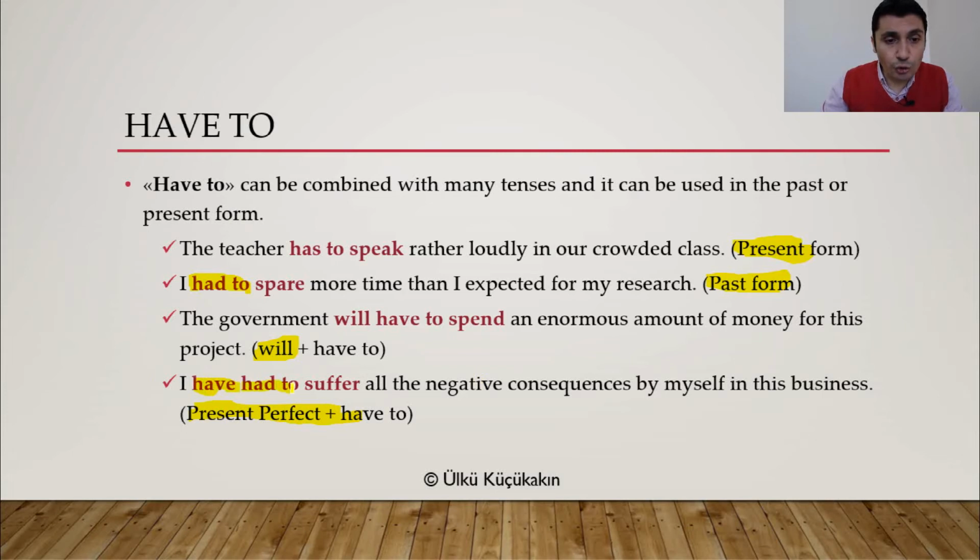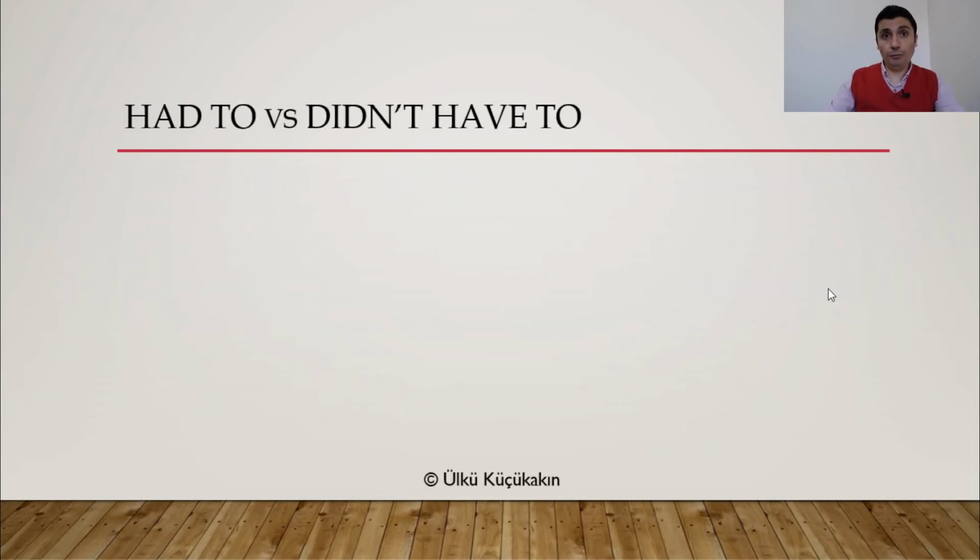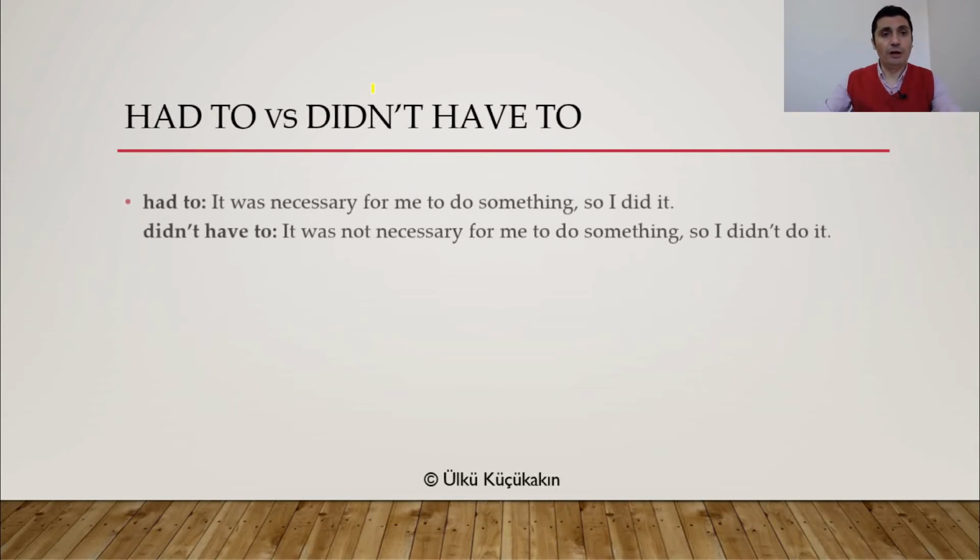Why had to? Why do we have had to here? Because it's verb 3 form, okay? So it's possible to use have to with tenses and in the past and present form, all right? So we will go more into detail with had to, have to, had to, didn't have to, all right?